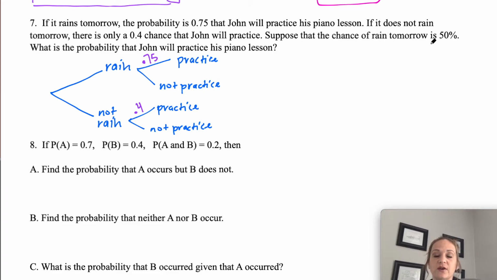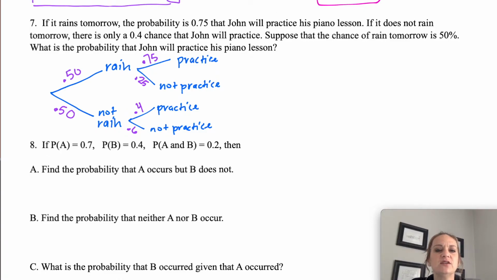Suppose that the chance of rain is 50%. If it's a 50% chance of rain, that means it's a 50% chance of it not raining, because these have to add up to 100%. If there's a 0.75 chance that he will practice, that means there's a 25% chance that he won't, because again, they have to add up to 100%. And if there's a 0.4 that he'll practice, then there's a 0.6 that he will not.